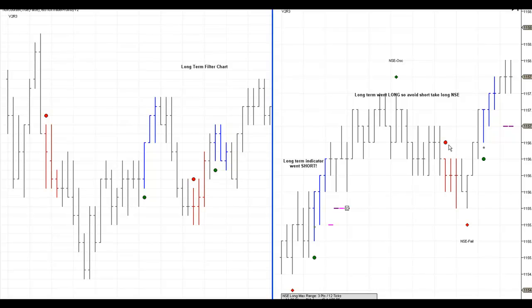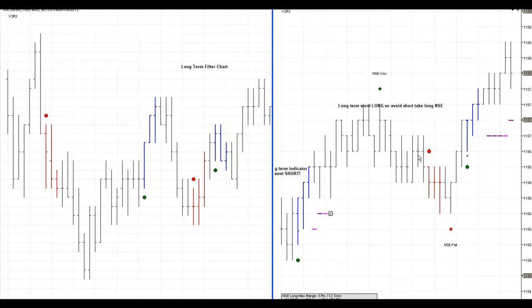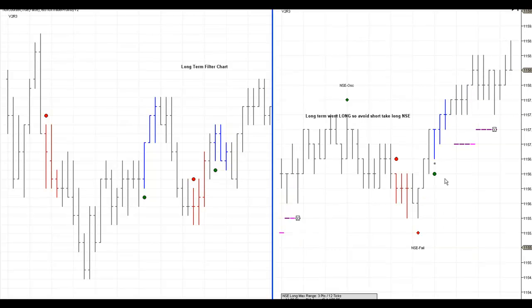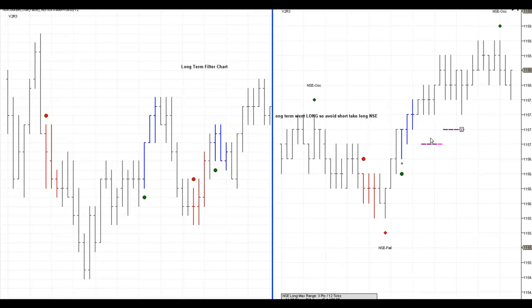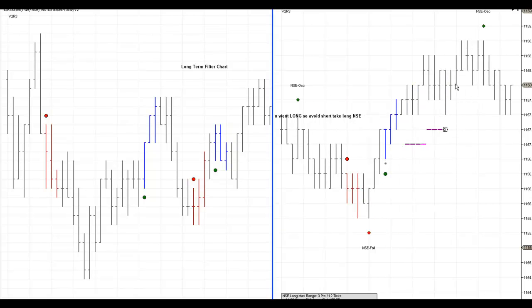But here's another good example of a losing trade, a short normal system entry that we avoided because the long-term filter had just gone long. So what does that mean? If we were to continue on, would we take this long trade? Absolutely. This long trade signaled right here on this second bar, right in that area. If we were still trading, we would have jumped on that trade and made another nice winning trade.